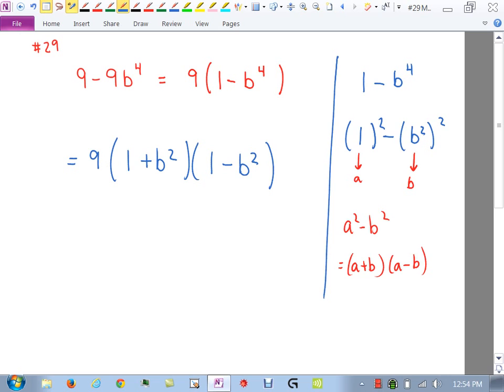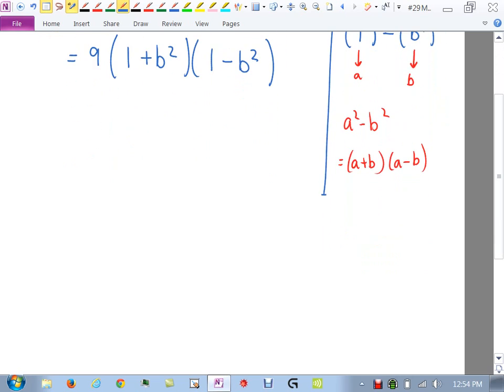Now 1 plus b squared looks like two terms, but it's a plus, right? And it's squares, b squared, and 1 is 1 squared. The formula for sum of squares is that it's prime. In other words, there is no formula, so I cannot break that down. The second one, though, is another difference of squares. You see that? So 1 minus b squared, if I do that over here again, I'll do it in green. 1 minus b squared, that's the same as 1 squared minus b squared. So the formula for that will be what? 1 plus b, 1 minus b.